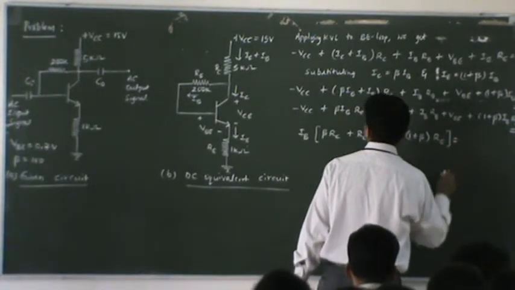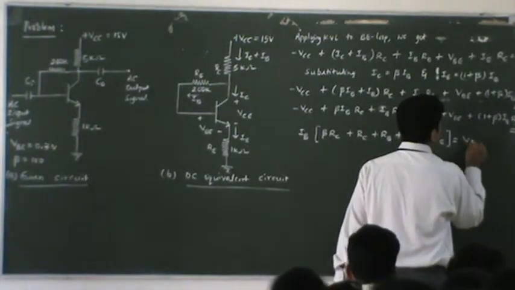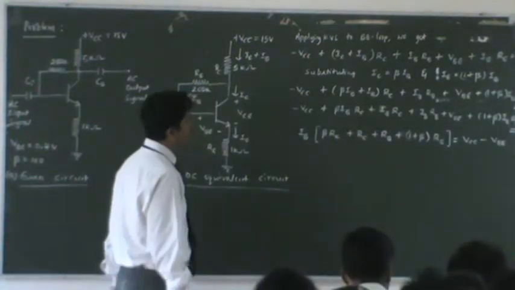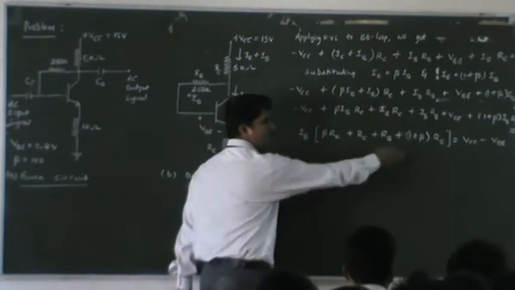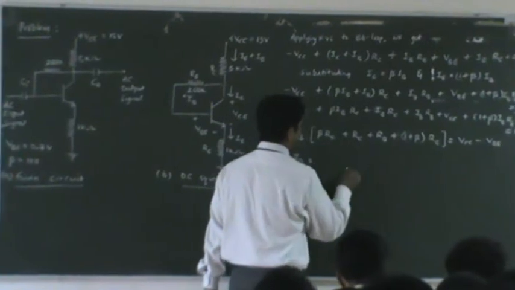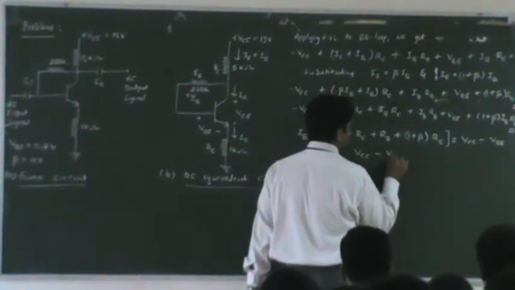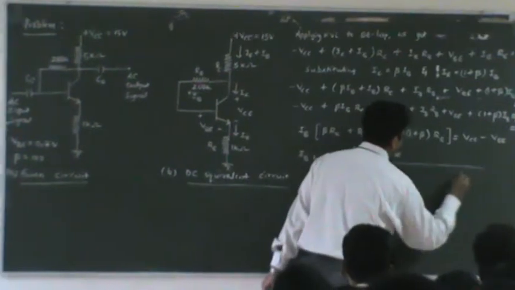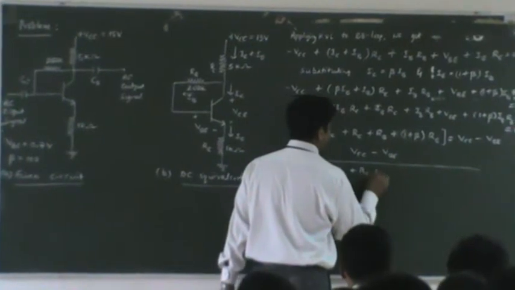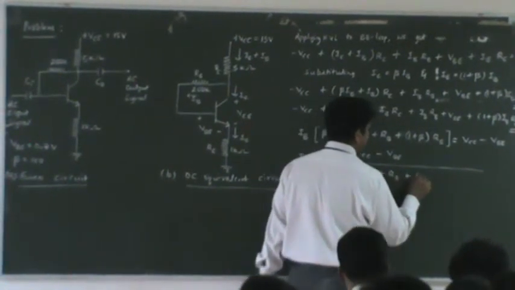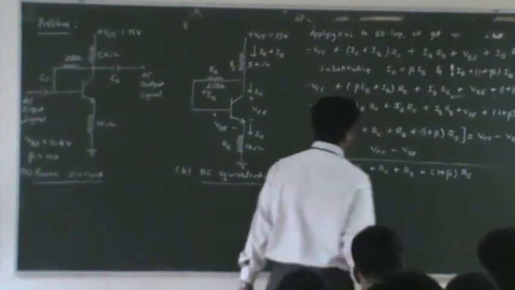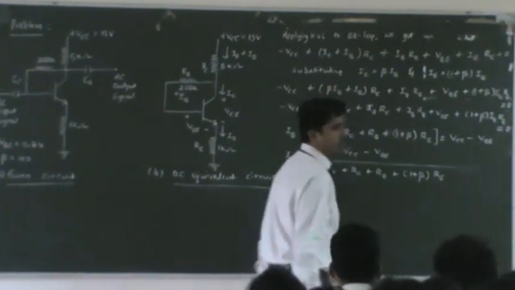What will be on the right hand side? VCC minus VBE, anything else? Right. Just transfer and substitute. IB is equal to the numerator VCC minus VBE, divided by beta RC plus RC plus RB plus 1 plus beta times RE. Substitute the values and find out the base current.